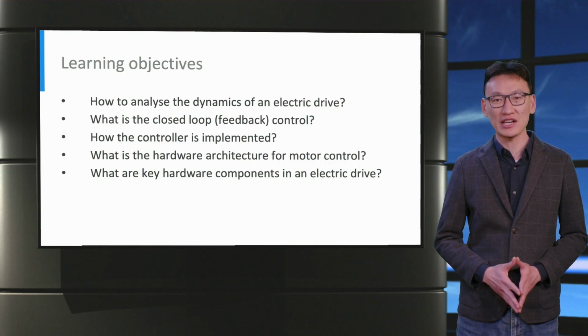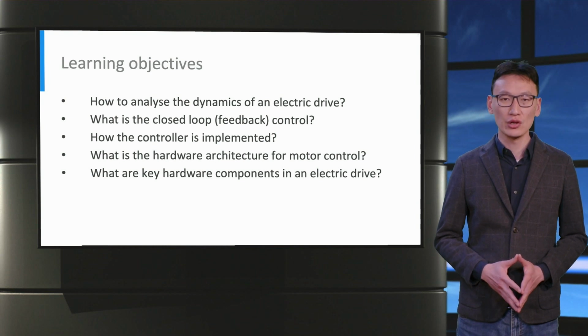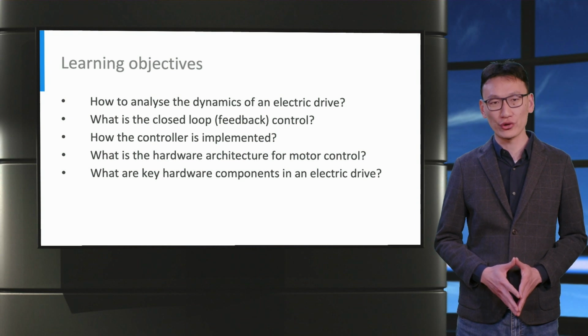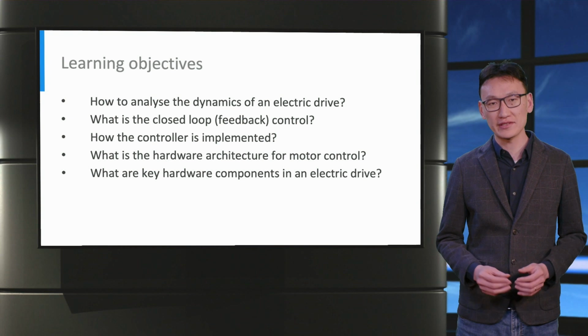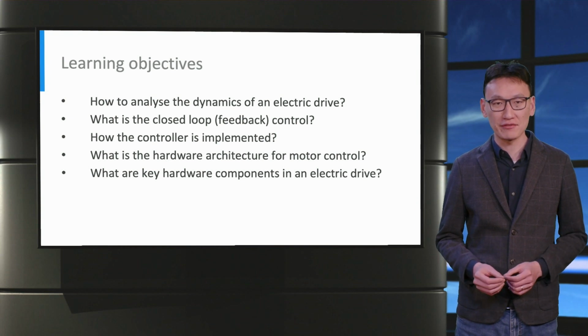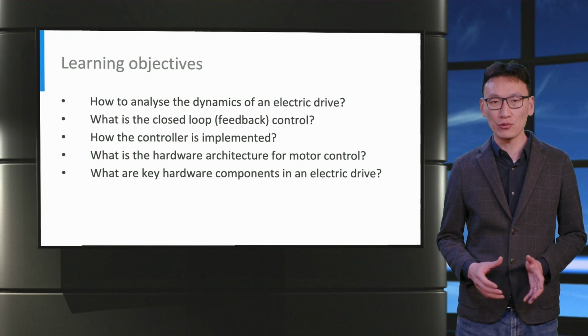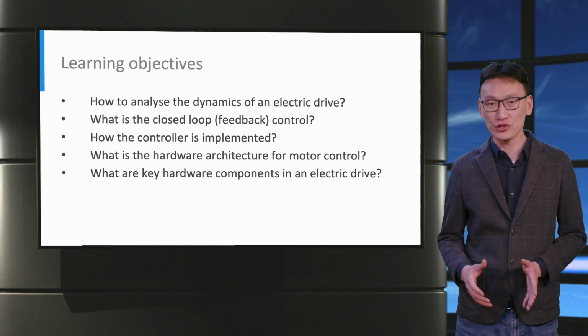The learning objectives of this lecture are as follows. First, we will learn how to analyze the dynamics of an electric drive. Second, we will study the concept of closed loop or feedback control. Third, we will investigate how the controller is implemented in electrical drives. After that, we will dive into the hardware architecture of motor control and go through critical hardware components.